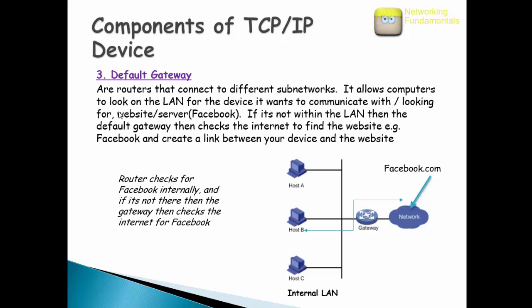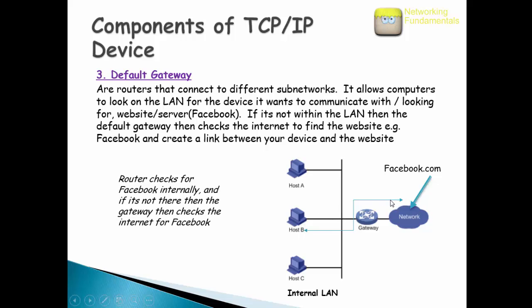So if it's not within the LAN, then the default gateway checks the internet to find the web page or the website, for example Facebook. What it does is it creates a link between your device and the website you're trying to communicate with. Okay, so for example, we look at host B here. Hosts A, B, and C are your internal LAN. That's your internal network. So host B wants to send a request out.